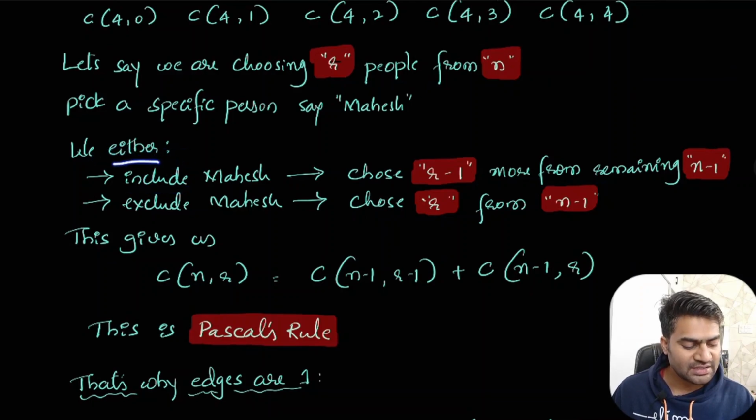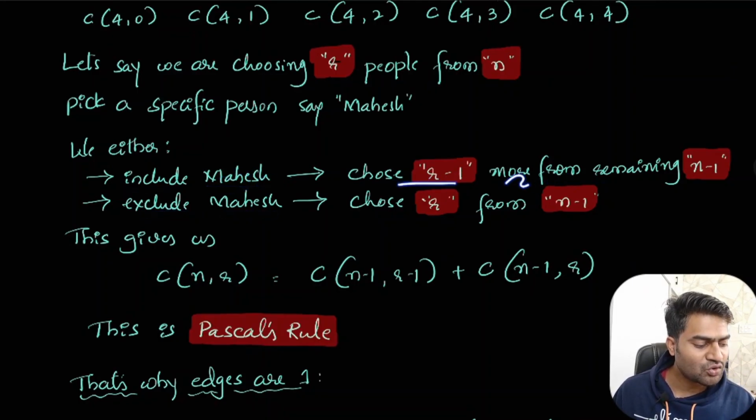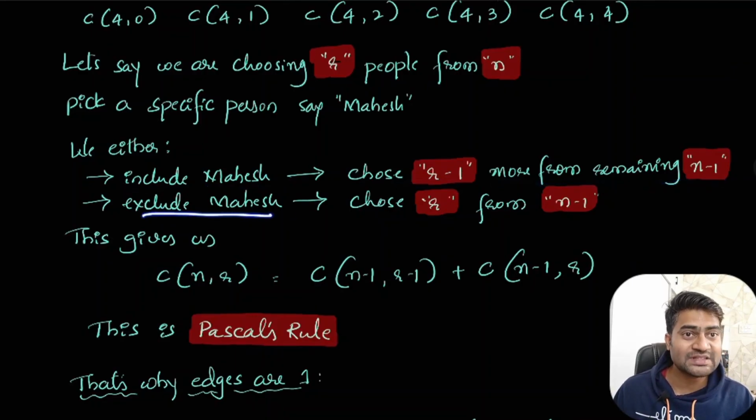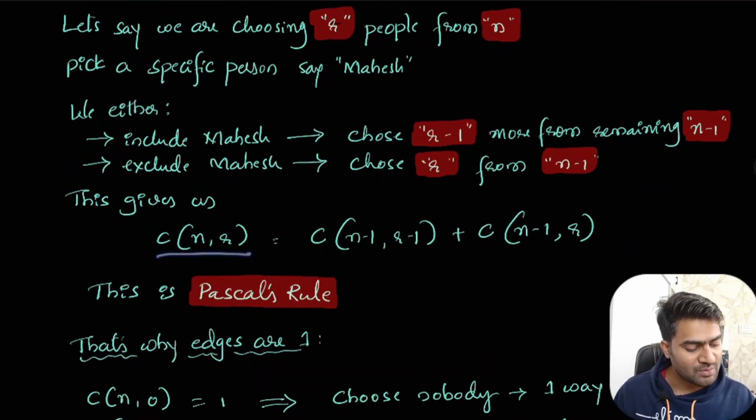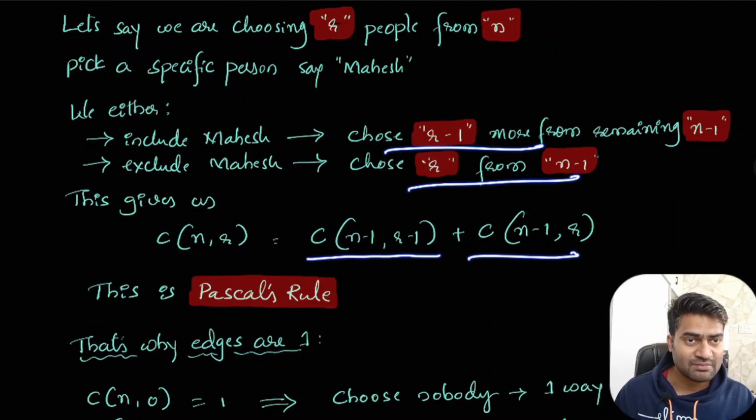We can either include that person. I'm considering myself here, so we can either pick Mahesh or exclude Mahesh from picking. If you pick Mahesh, then you choose r minus 1 more from the remaining n minus 1 people. But if you exclude Mahesh, you still need to choose r people, but from the remaining n minus 1 people. So the combination of n comma r gives us this plus this, right? That is what I am writing here.